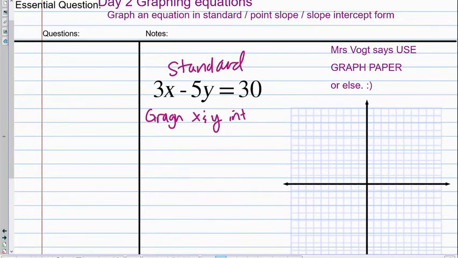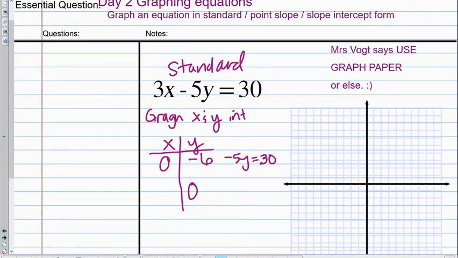Okay. And so yesterday, in the day 1 video, we talked about making this t-table where we plug in 0 for y and we plug in 0 for x. So when I plug in 0 for x, I get -5y equals 30, so I get y equals -6. And when I plug in 0 for y, I get 3x equals 30, and then x equals 10.